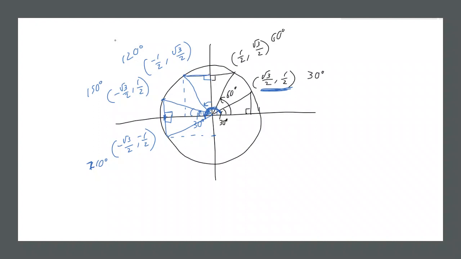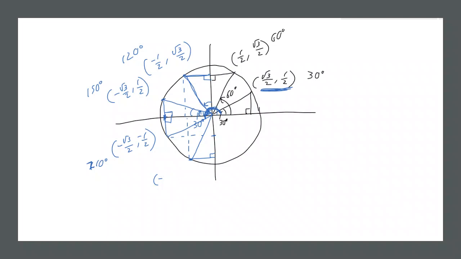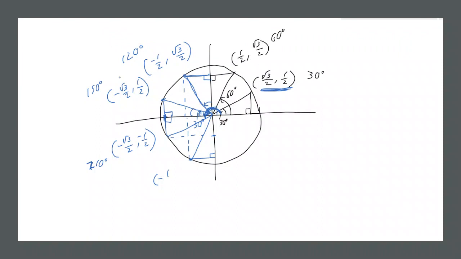Now let's reflect this top one, right? So our x-coordinate is the same, negative 1 over 2. Let me just fix that. Negative 1 over 2. But our y-coordinate is also negative now, negative root 3 over 2. And what angle does that correspond to? Okay, well, this is 90.